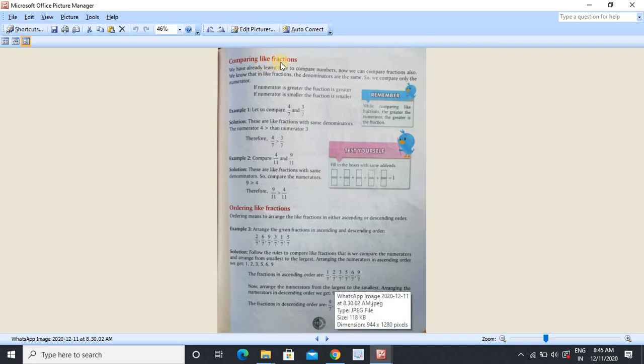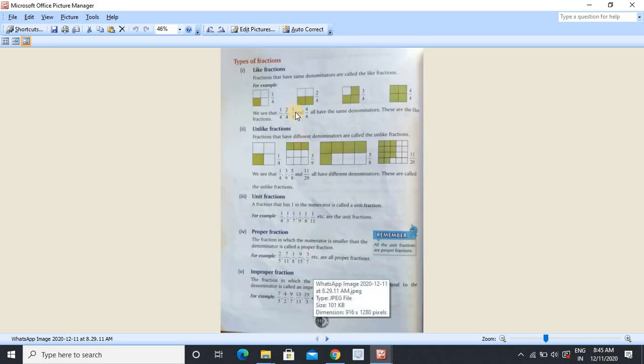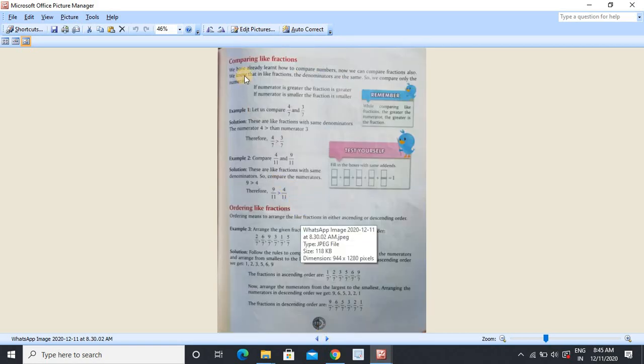Now comparing like fractions. You all know what is like fractions. Again I am repeating. Fractions that have same denominators are called the like fractions. Okay? So the question is comparing like fractions. It is very simple. We have already learned how to compare numbers. I think you all know how to compare the numbers. Number means whole numbers like 0, 1, 2, 3, 4. Now we can compare fractions also.